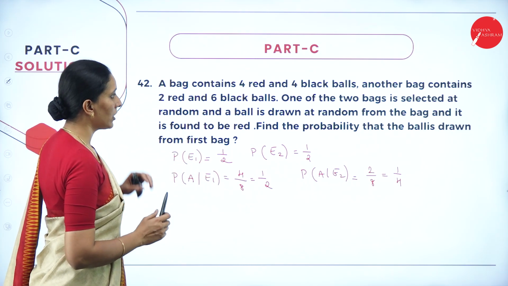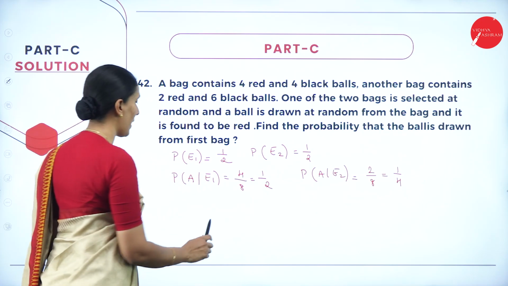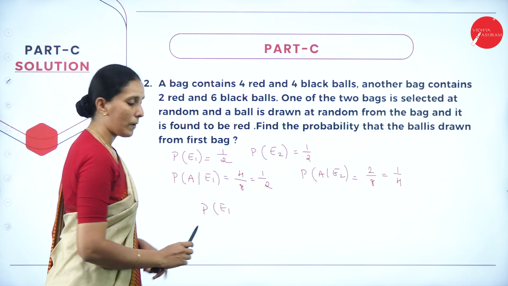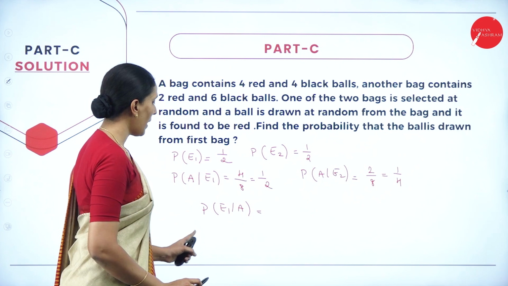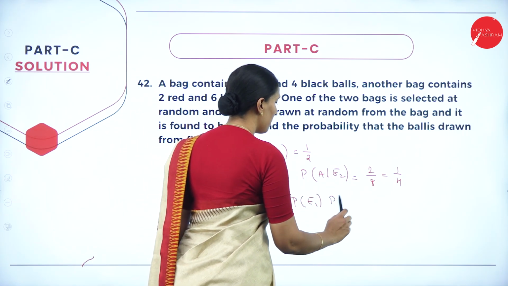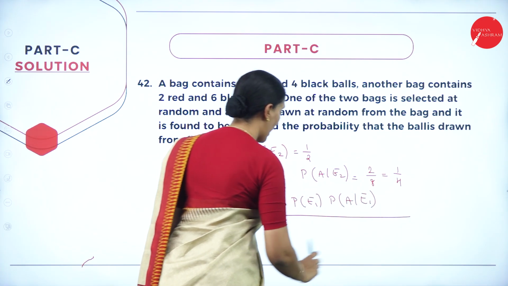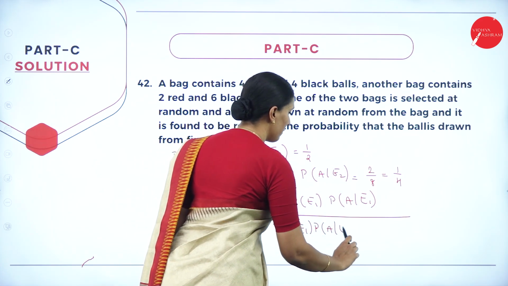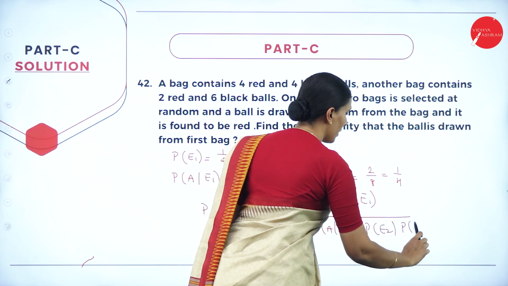Now we need to find the probability of the ball drawn is from the first bag. That is, we need to find the conditional probability of E1 over A. Now using Bayes' theorem, probability of E1 over A can be written as P of E1, P of A over E1 divided by the total probability, that is P of E1, P of A over E1 plus P of E2, P of A over E2.